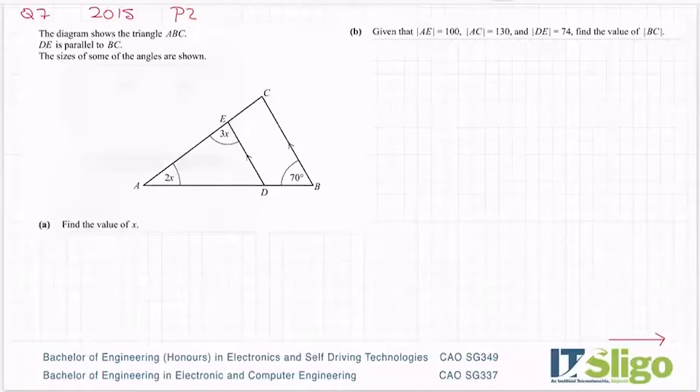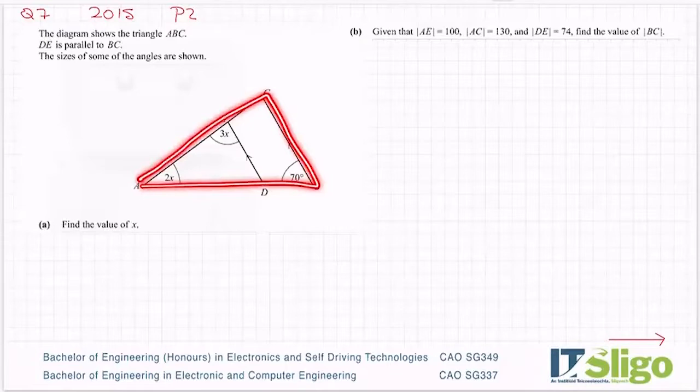Okay, so let's look at this question that brings together the bit of theory we did on corresponding and alternate angles and all that stuff, and then part B, which examined similar triangles. Okay, so find the value of x. The diagram shows the triangle ABC. DE is parallel to BC.